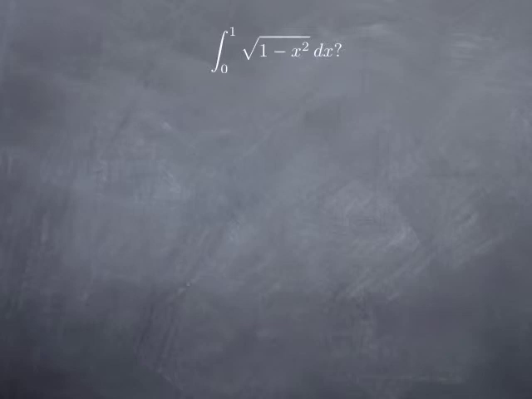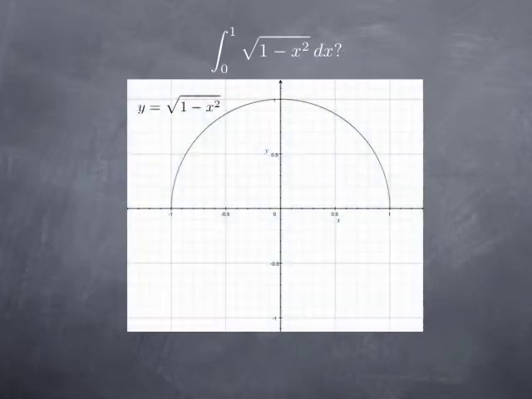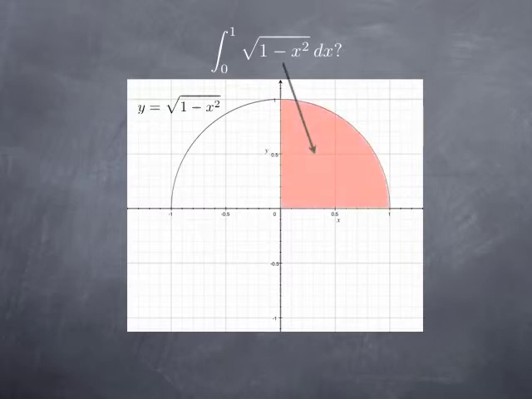So let's try to see if we can have some insight with geometric interpretation. If I draw the graph of this function, here is what I get. And because the function is positive, the integral from 0 to 1 of this function is the area under the graph over the interval 0, 1, so this red area.